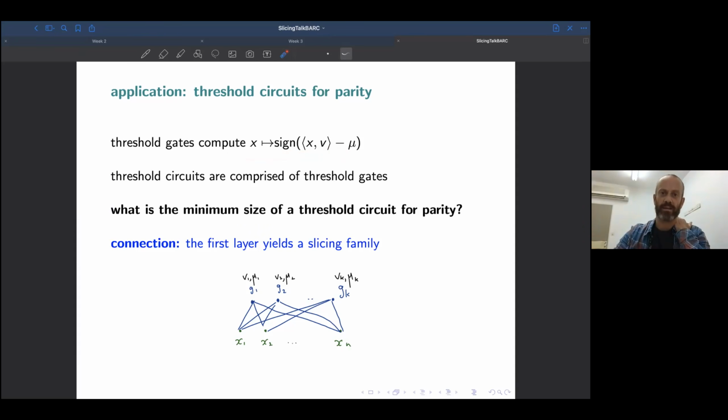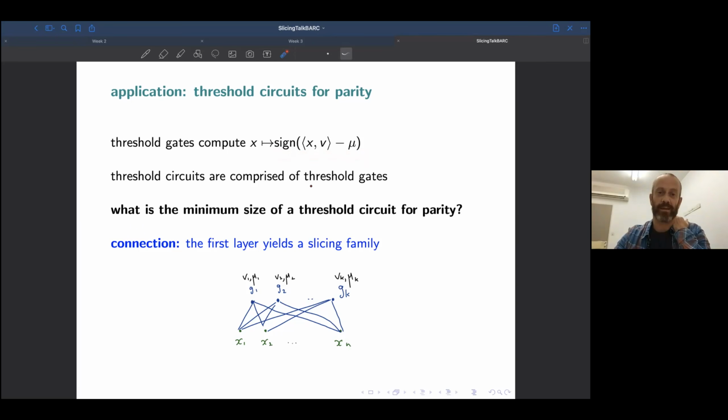And this family of circuits is very interesting. For example, neural networks are of this form. Sometimes, or typically, the sign is replaced by some continuous gate, but this is the type of gates that appear in neural networks. And in computational complexity, these are also very important.